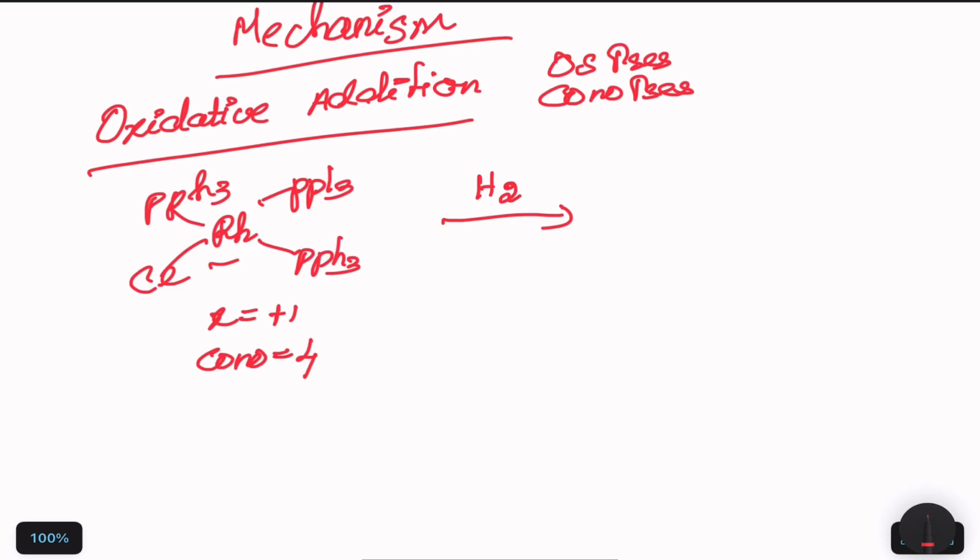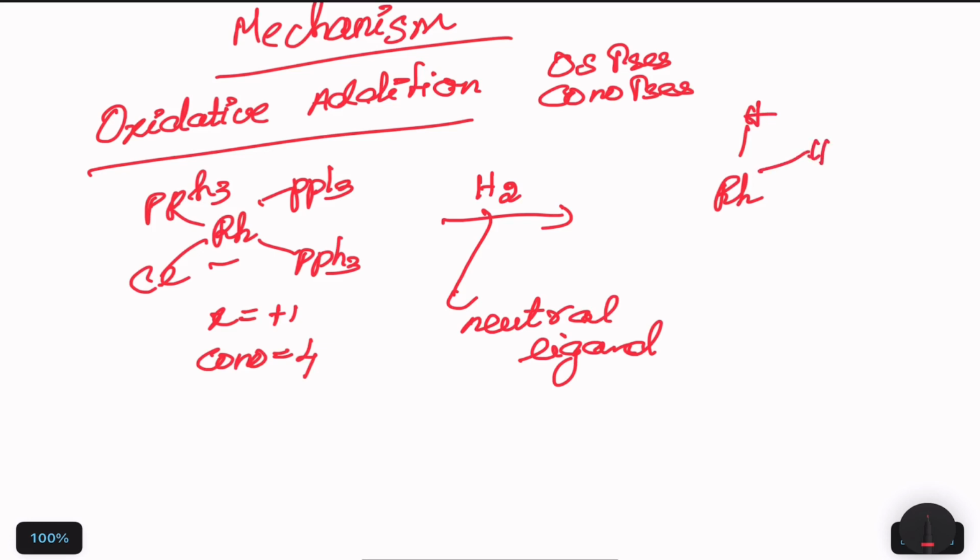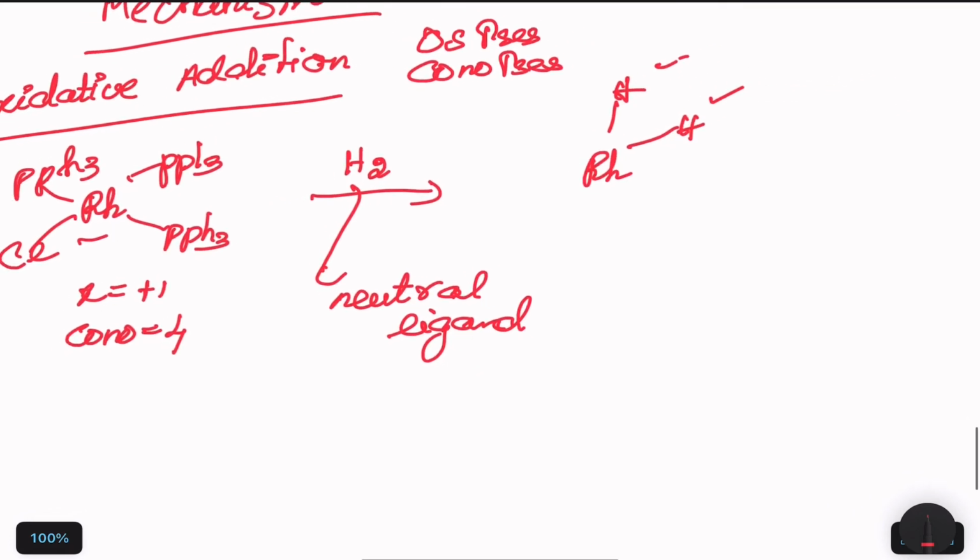So now we are adding hydrogen. So hydrogenation is going to happen. So hydrogen is added. Okay, so mostly in this oxidative addition, the neutral ligands will be added. So hydrogen is a neutral ligand. Now this hydrogen is going and adding in the cis position. Okay, so these both are in cis position. When it is trans, they will be opposite to each other. So in the cis position it is adding.